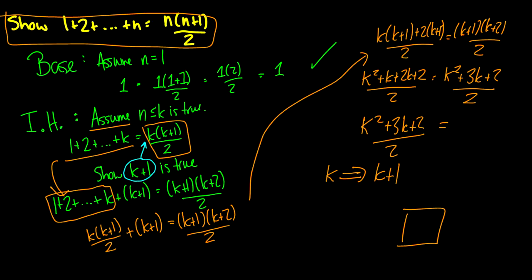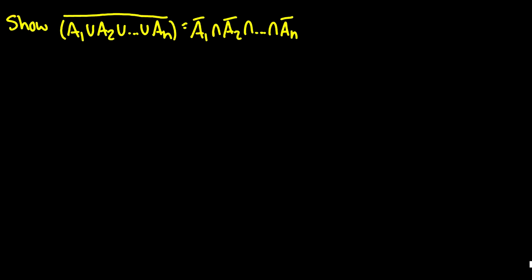But what I'm going to do is I'm going to do my favorite exam question ever. I love this exam question. I think it's great. Show that the complement of A1 union A2 all the way up to An is equal to the complement of A1, intersect the complement of A2, intersect all the way up to the complement of An.